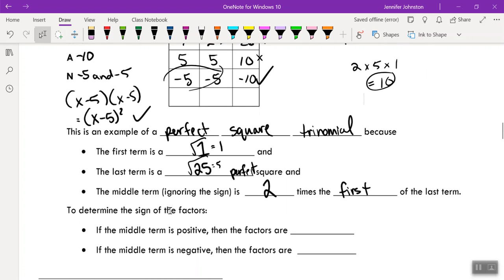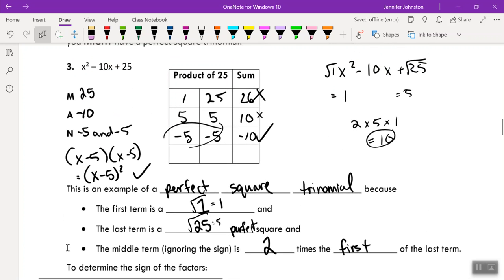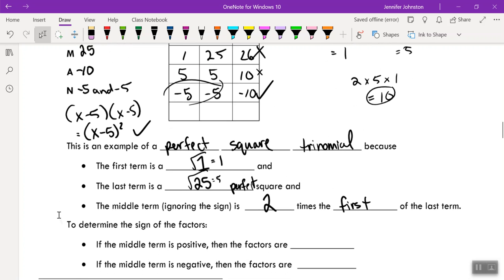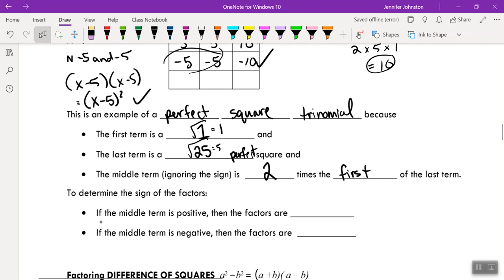So to determine the sign of the factors, if the middle term is positive, we get a positive. Like here the middle term is negative, so we just get a negative right here. So if the middle term is positive, then the factors are positive. But if the middle term, like what we just had, is negative, then the factors are also negative.